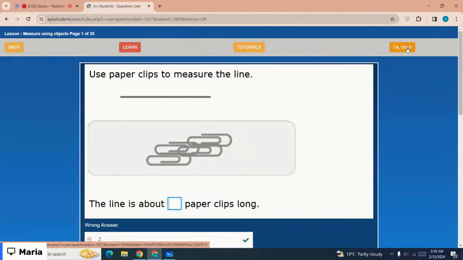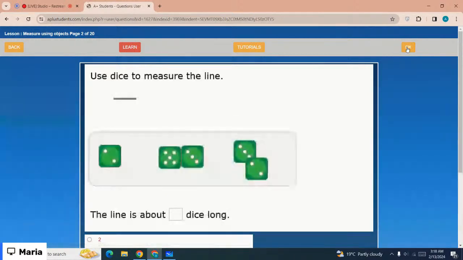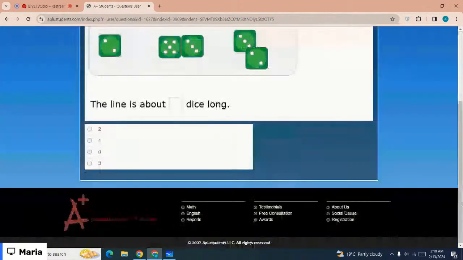Two paper clips long it is, right? The correct option is two paper clips long, right? Okay, got it. Use dice to measure the line. The line is about dash dice long. So how many dice long is the line? That is just one dice long, right?